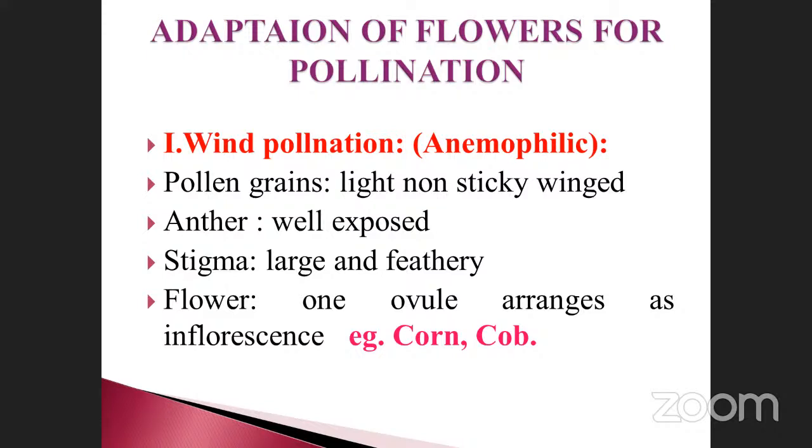The pollen grains are light, non-sticky, and winged. The anther is well exposed. The stigma is large and feathery. Then only can it easily fly in the air in the atmosphere. Flower: one ovule arranged as an inflorescence. Example, corn and cob. See here.